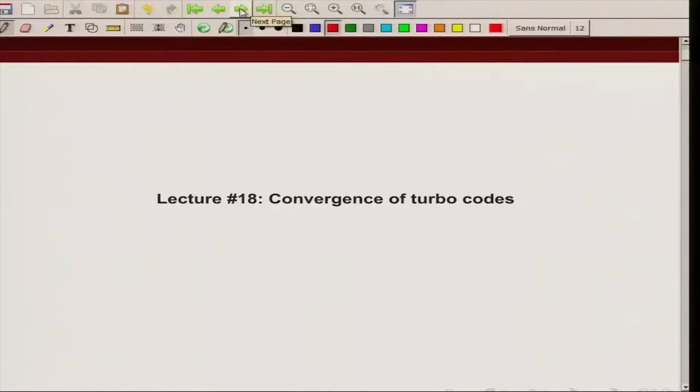Today we are going to talk about how to analyze the performance of turbo code in low SNR. We are going to talk about convergence, how to track the convergence of the turbo iterative decoding algorithm, and that is the topic of our discussion: convergence of turbo codes.